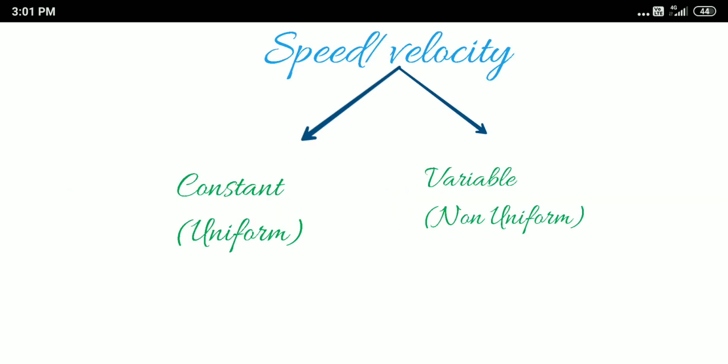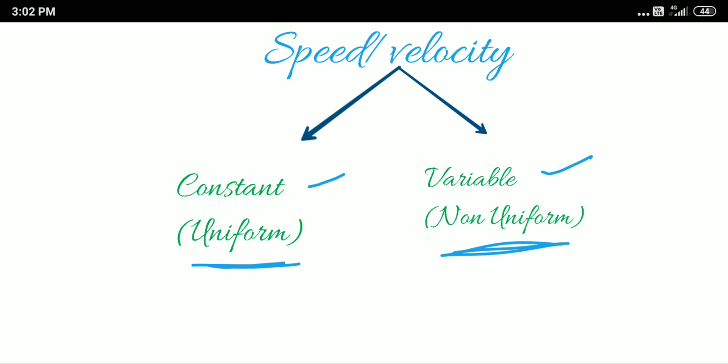Student, today we will discuss the topic uniform and non-uniform motion. But before describing uniform and non-uniform motion, first we will discuss the types of speed or velocity. Student, speed or velocity can basically be classified into two parts, constant or variable. In other terms, we can also say uniform speed or velocity, or variable speed or velocity, or non-uniform speed or velocity.